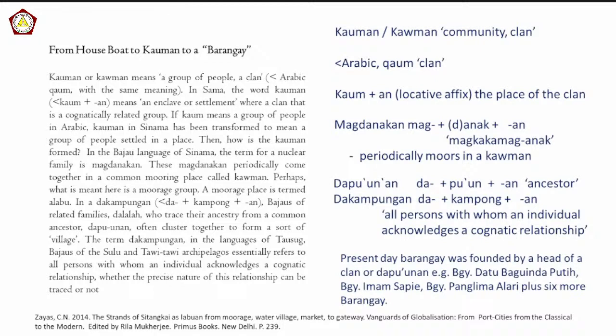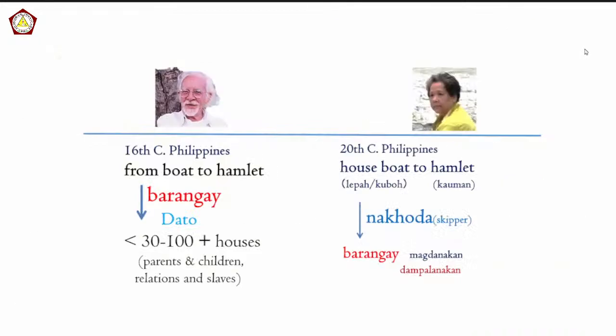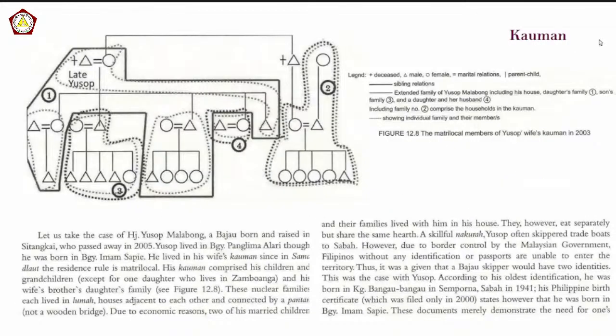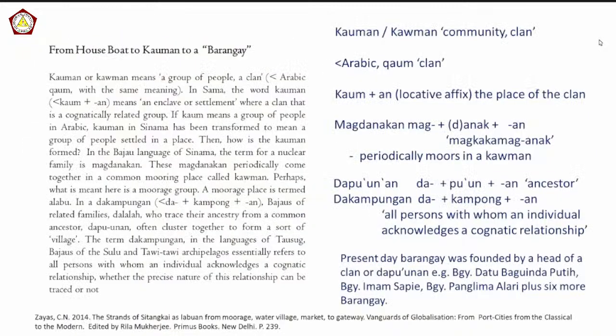Sometimes you have a relative, and you say, how are you related? No, basta, we are relatives. That is cognatically linked to each other. You know? It can no longer be traced, but they are relatives. So, it's very interesting that the term kauman, a loan word from Arabic, is used.